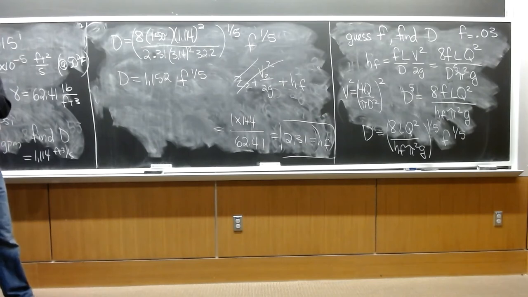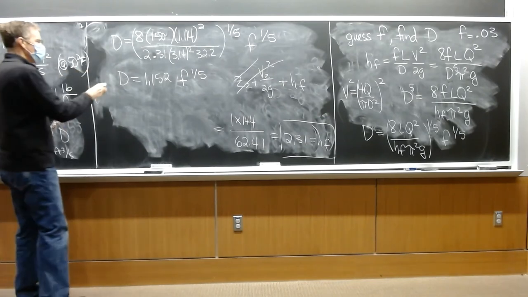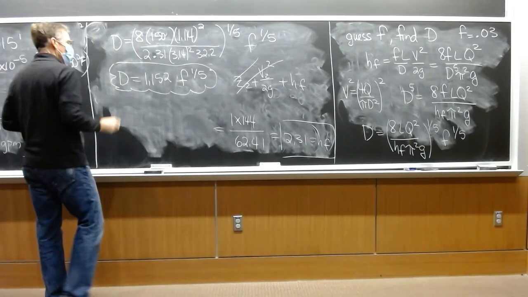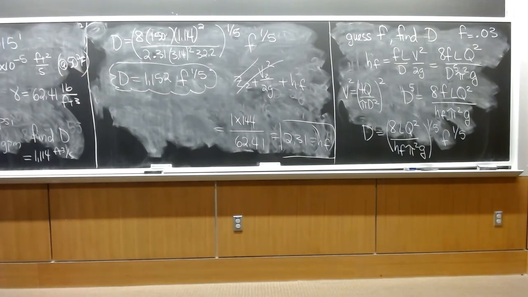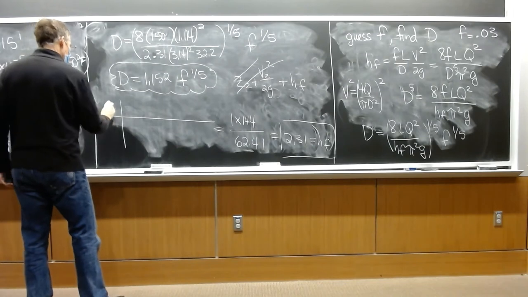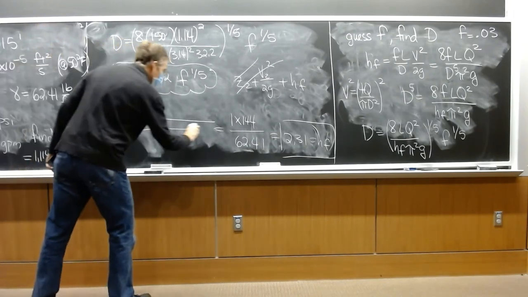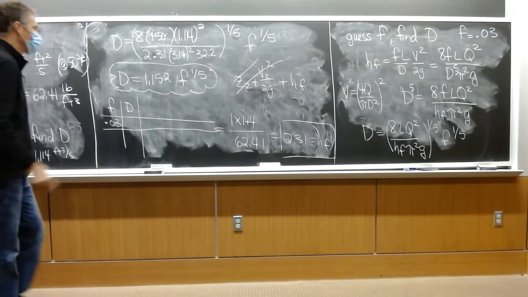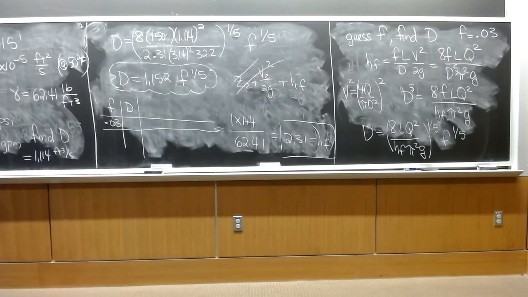Somebody else gets that? Yeah, okay, Casey, good. Right, because we're going to use that equation to iterate if we change the F. So then we can plug in the value 0.03 as a first value for F, and get the value of D. I get 0.571, yeah, that's what you had. That's in feet.